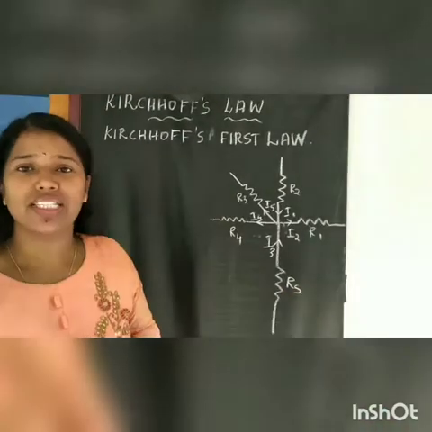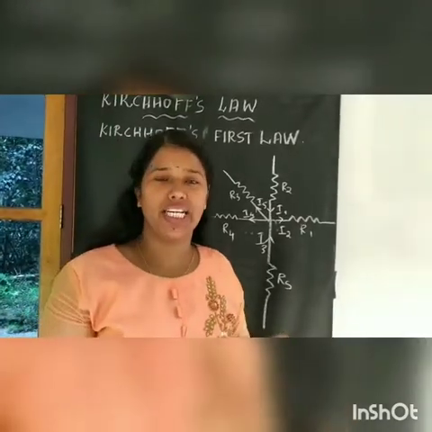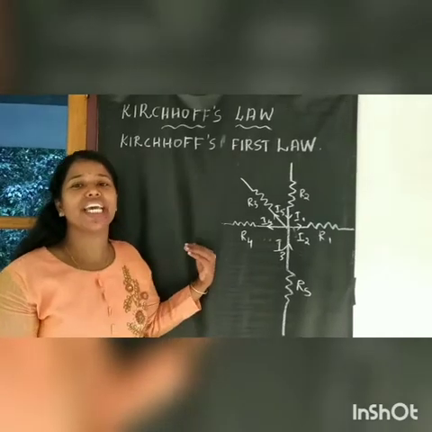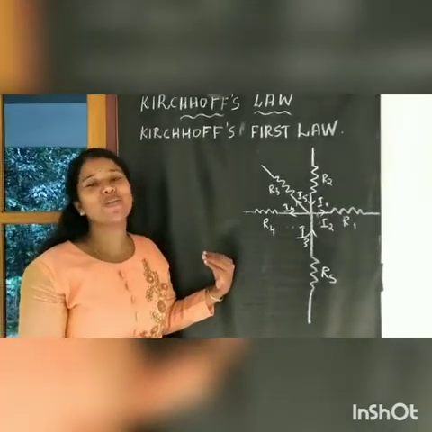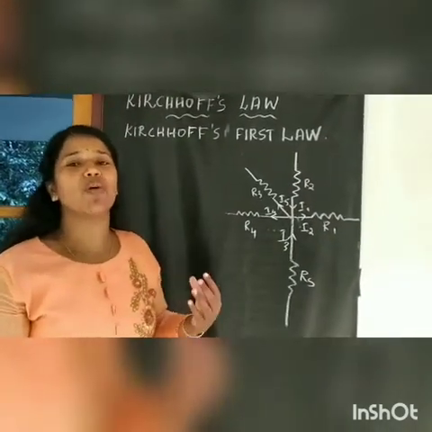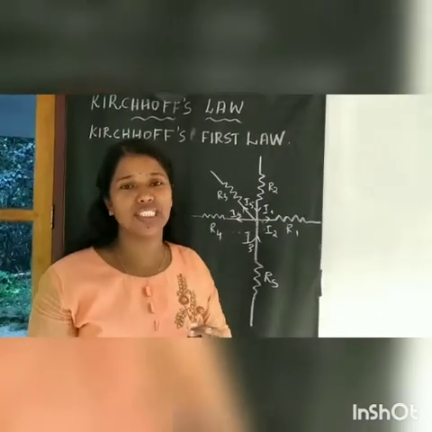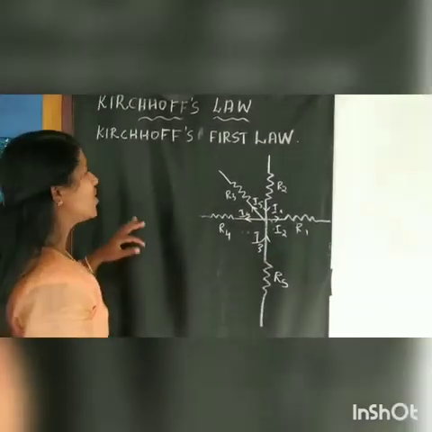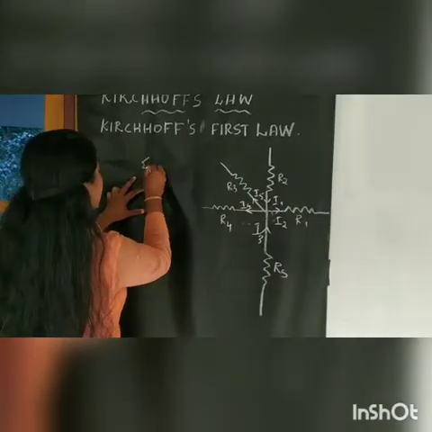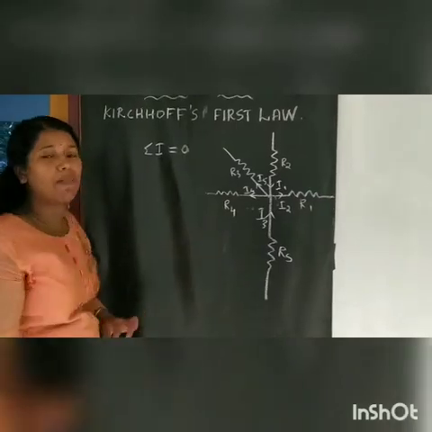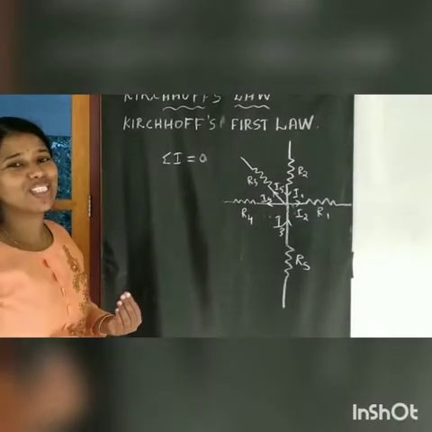This law states that the algebraic sum of the current meeting at a junction in a closed circuit is equal to 0. That is Kirchhoff's first law. We can write the equation: summation I is equal to 0.